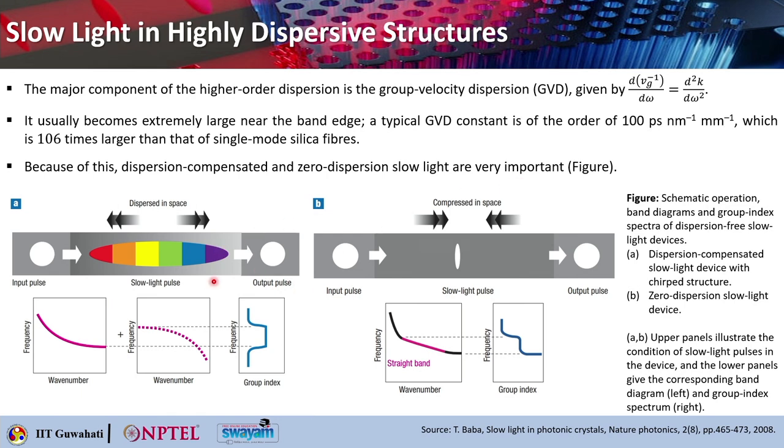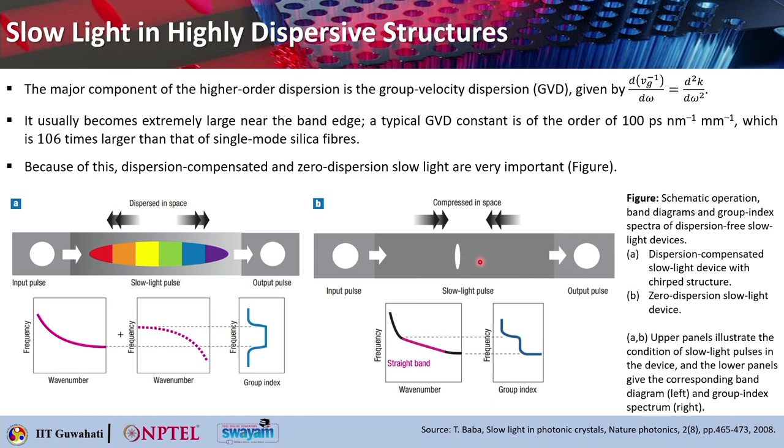So here you can see in figure A, the schematic operation, the Venn diagram and the group index spectra for dispersion free slow light devices are plotted. This one is for a dispersion compensated slow light device with a chirped structure. So you can see the refractive index is varying. Darker is higher refractive index, lighter is lower refractive index, and you can also see the pulse getting stretched that way. And this is basically the same thing for a zero dispersion slow light device.